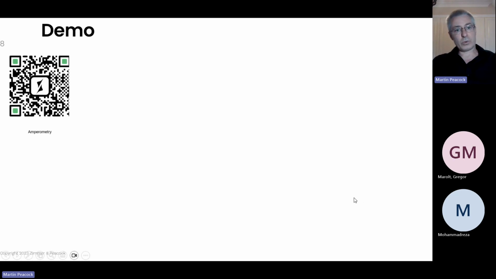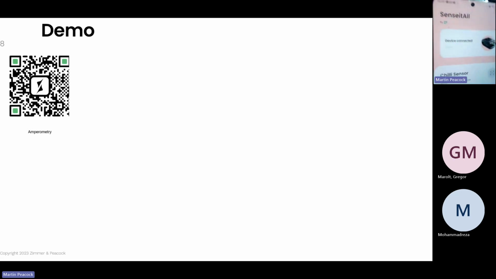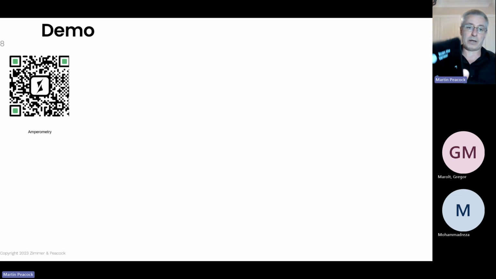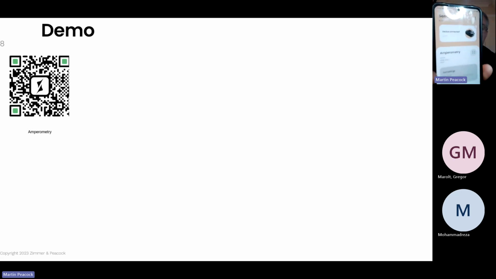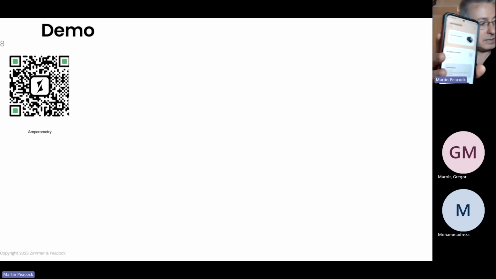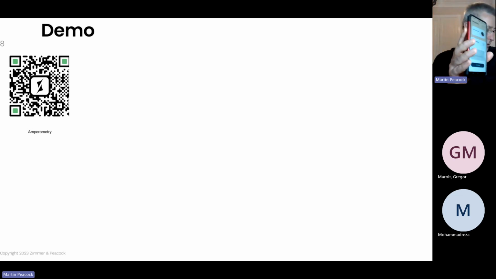So I just want to show you very quickly. Hopefully you can see my screen and you can see this. What I'm going to do is tap a button on my app, and it is now asking to scan a QR code. I'm just going to scan this QR code here. Understand this now. It says on my phone, amperometry. This phone is in Bluetooth connection, I've got the cable a little bit wrapped up here, with this potentiostat.